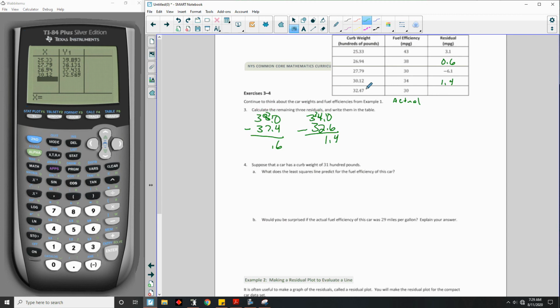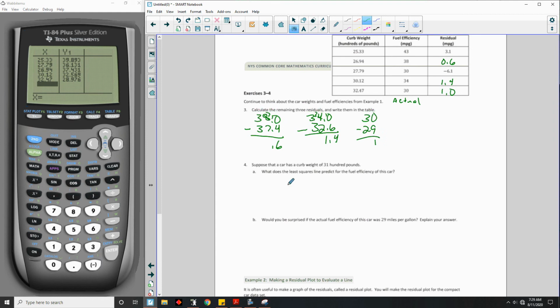And then finally 32.47, we're going to get our predicted. 32.47 will be our predicted value of 28.97, which rounds to 29. So it's going to be 30 actual minus predicted, which gives us a value of 1.0. Okay, so there's the table finished.